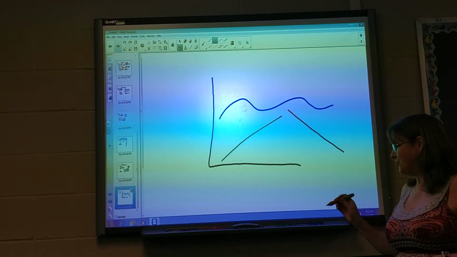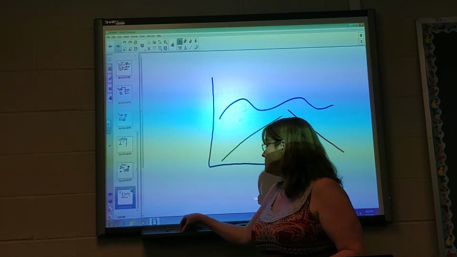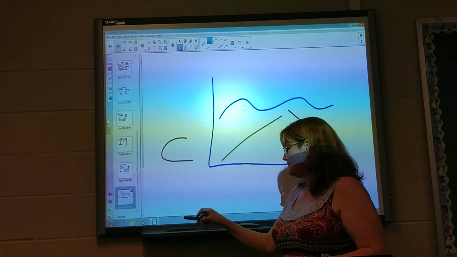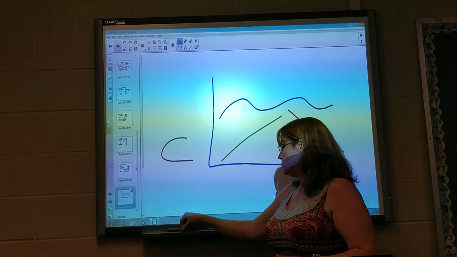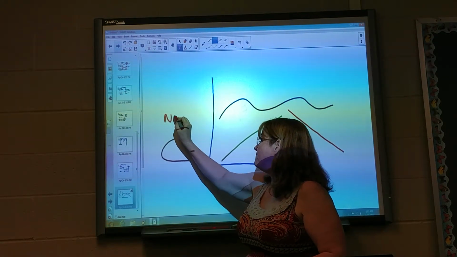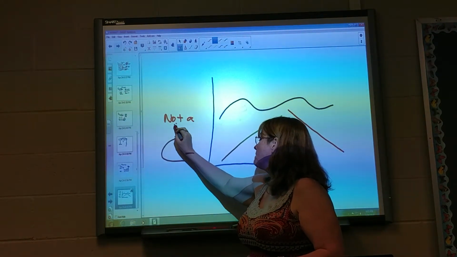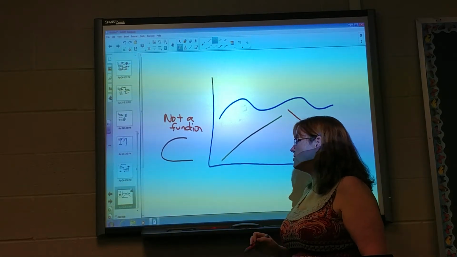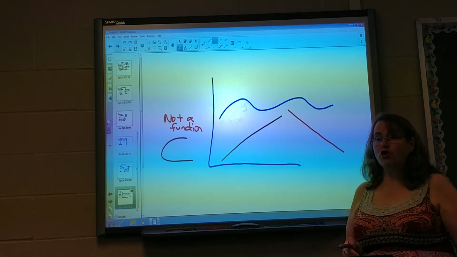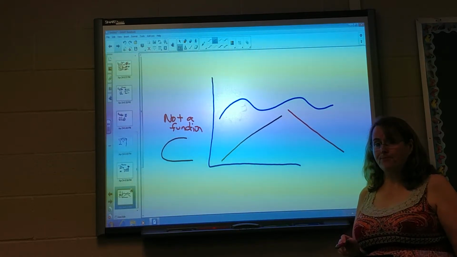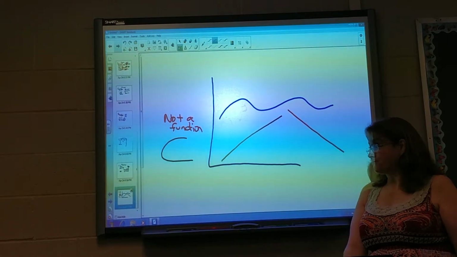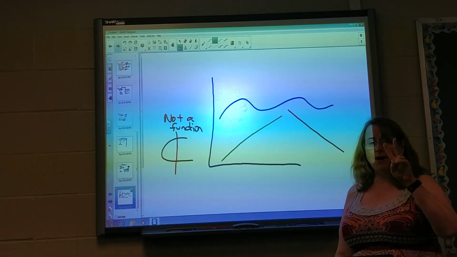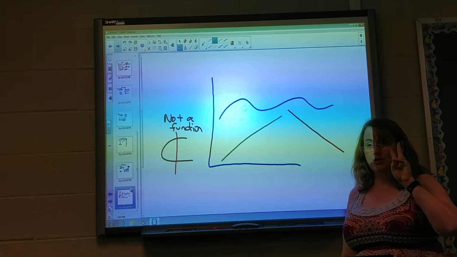What it cannot do is it cannot do that. That's a no-no. Not a function. Why is this not a function? There's something called a vertical line test. If you draw a vertical line, top to bottom, like that, and it crosses 2 points, it is not a function.